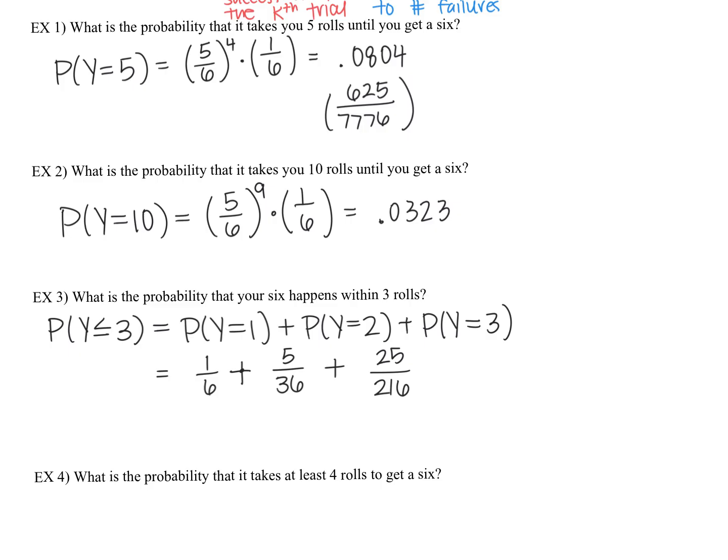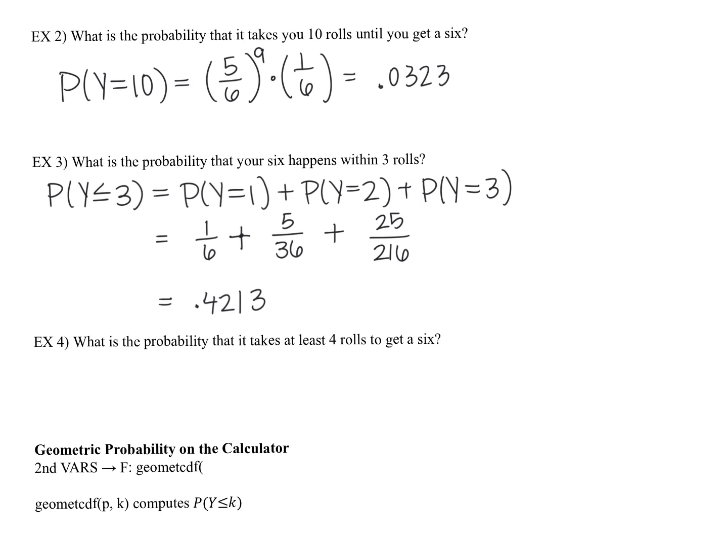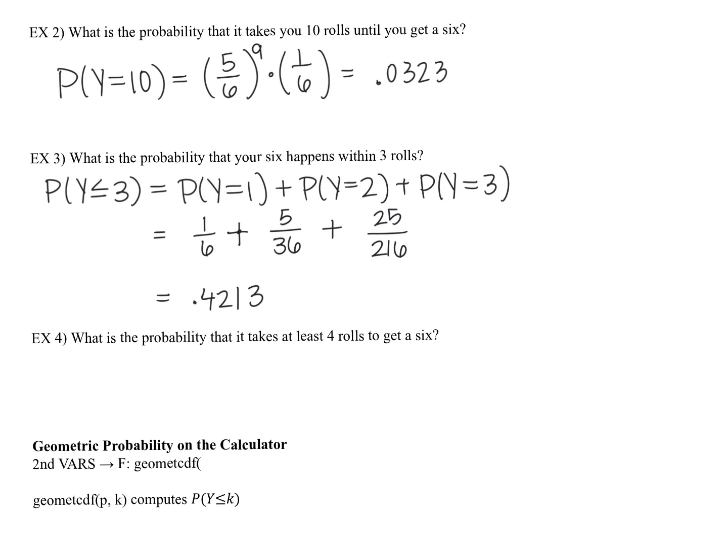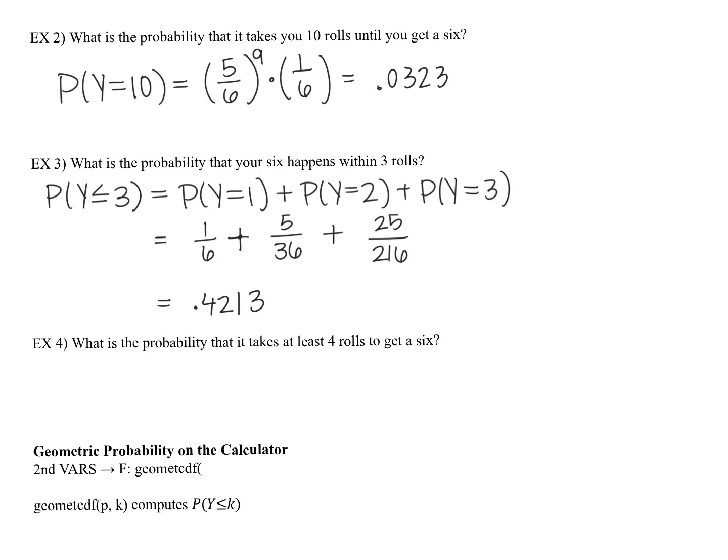So if we add all of these fractions in our calculator, we're going to get 0.4213. And then the last one, what is the probability that it takes at least 4 rolls to get a 6? So that's the probability that y is greater than or equal to 4.